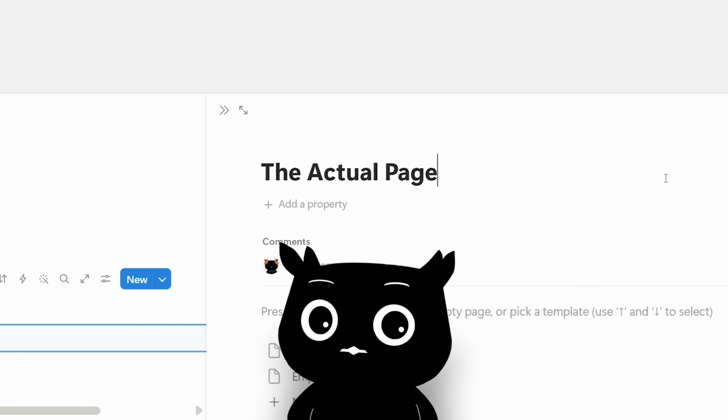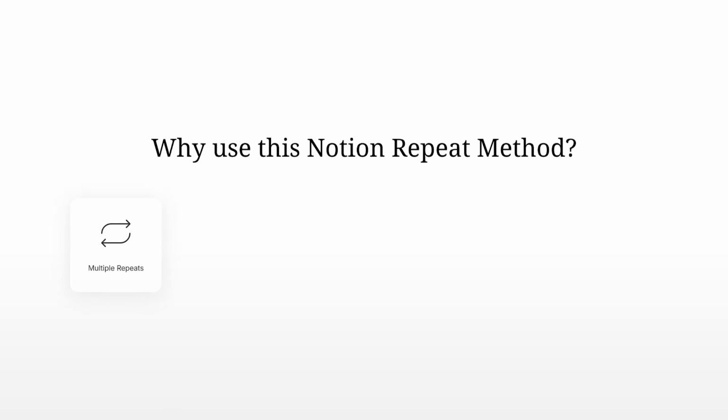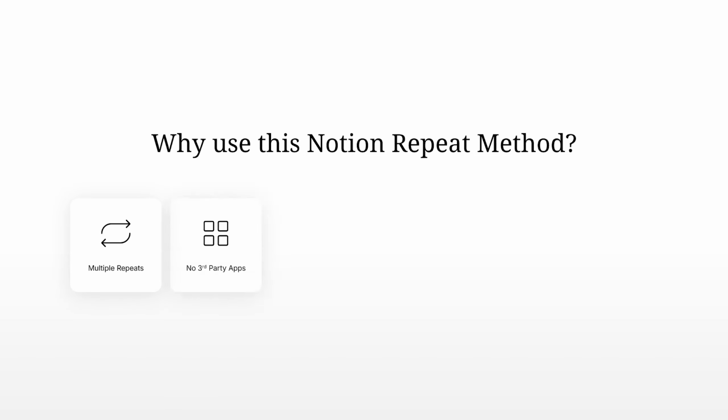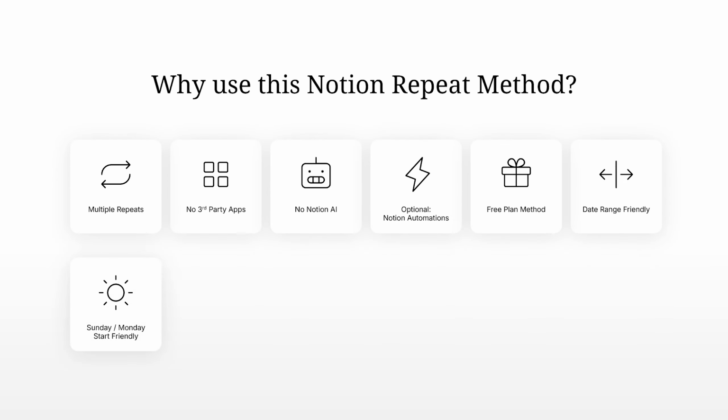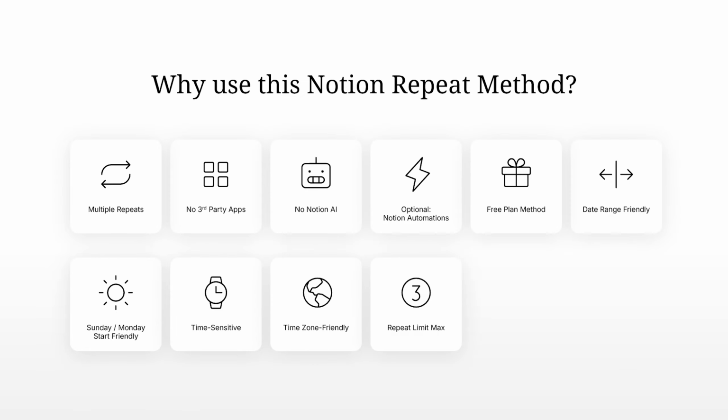So in this video, I'll teach you how to build your own repeats. We will be using multiple Notion repeat options, no third-party apps, no Notion AI, optional Notion automations. I will teach you the method for Notion automations if you have access to it, and no Notion automations through a button if you're on the free plan. Our method will also be date range friendly, Sunday or Monday start friendly, time sensitive, and time zone friendly. It gets turned off after X number of times you repeated it, intentionally built for Notion and Notion Calendar, and no additional costs, unlike other methods that use AI credits or repeating subscriptions.